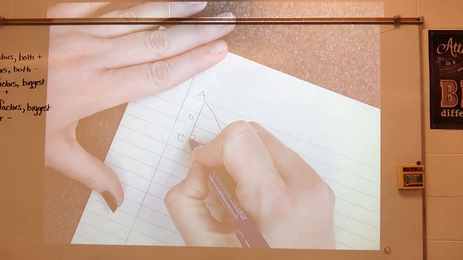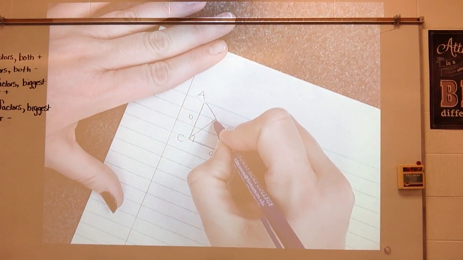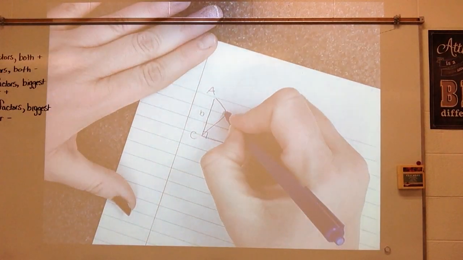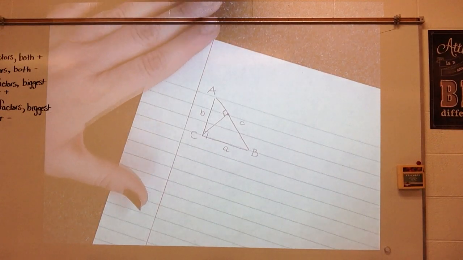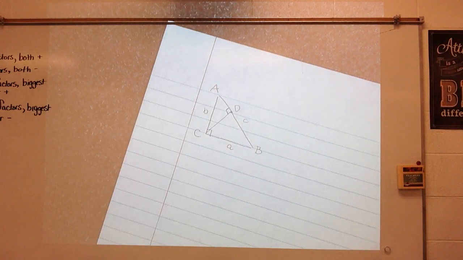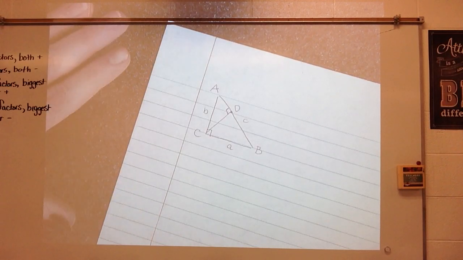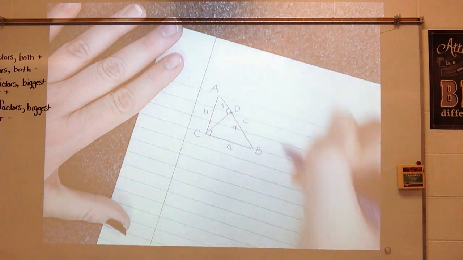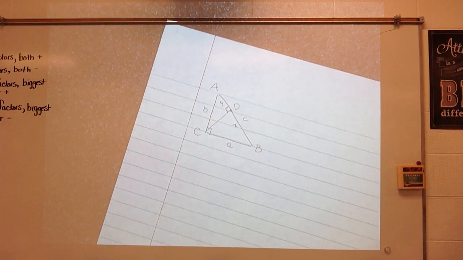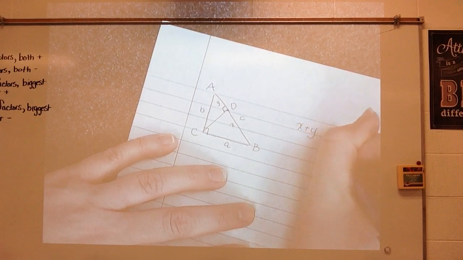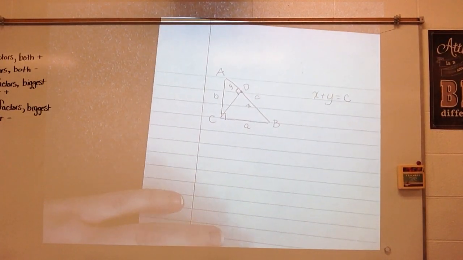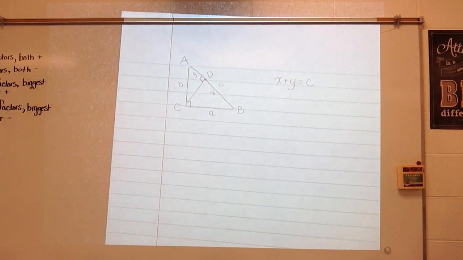So let's draw our altitude. Mine's not going to be perfect, but we know an altitude is a perpendicular segment, and it splits the hypotenuse at point D. We're going to say that these are lengths X and Y. So in order to find C, I would do X plus Y would equal C. And this is exactly what we were just talking about.